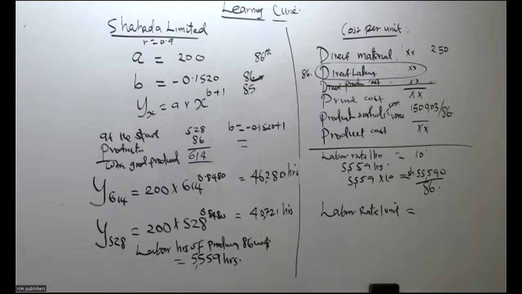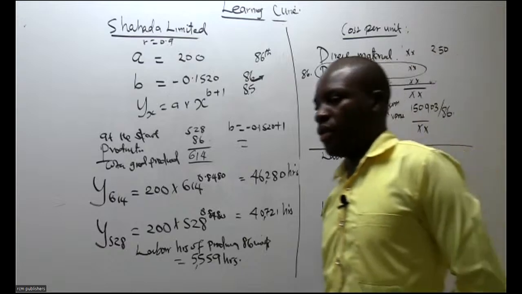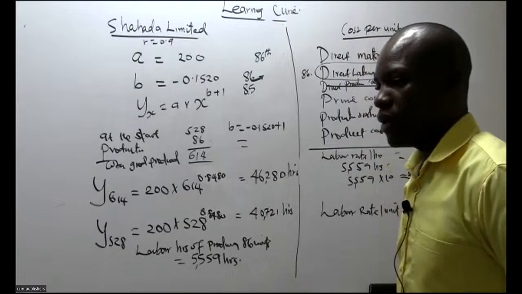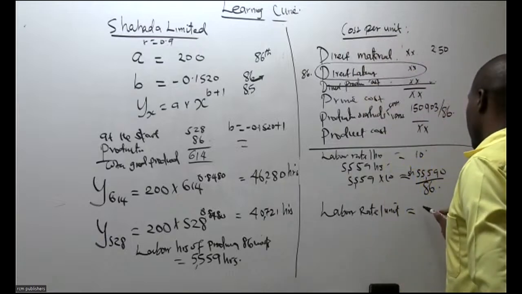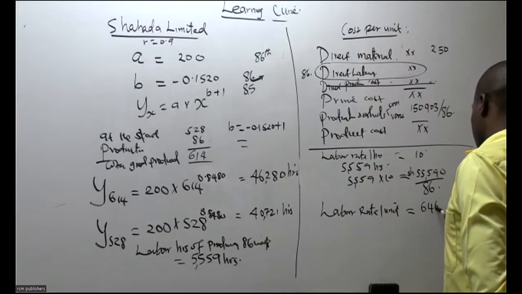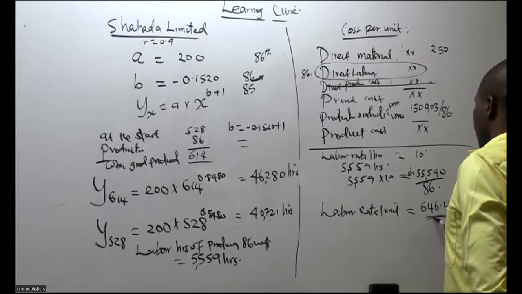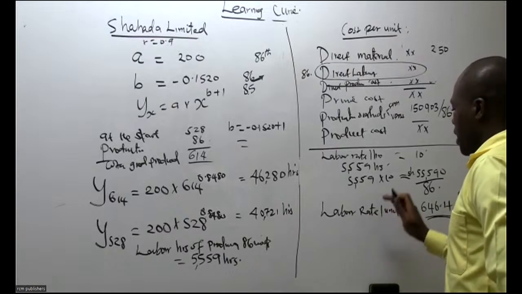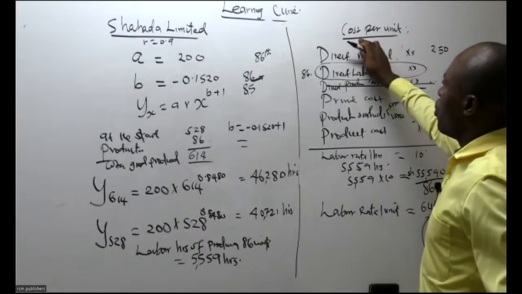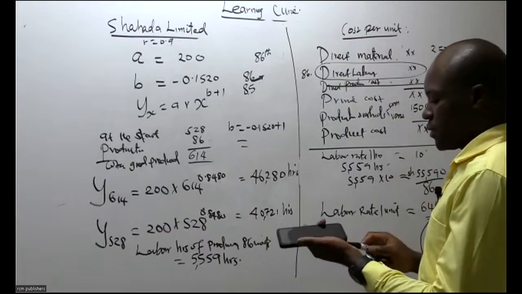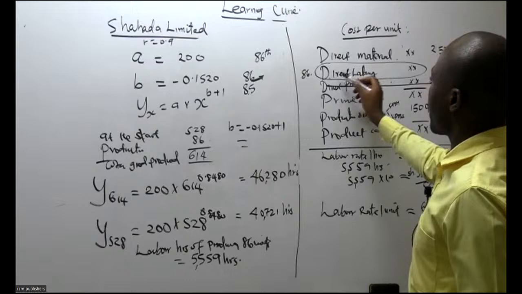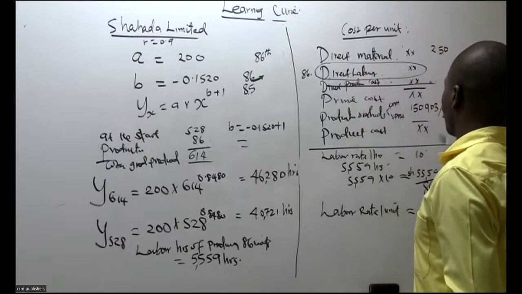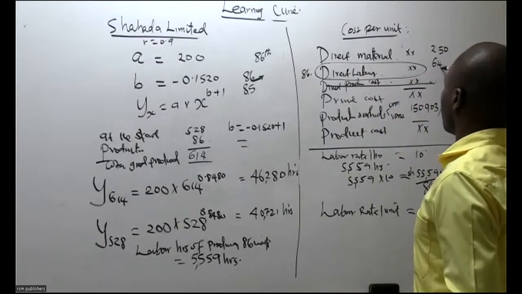There's only one person getting the answer. Really? 646.4 maybe. 646.4. That is the labor cost per unit. So you are looking for direct labor cost per unit, which we've been able to calculate as 646.4.